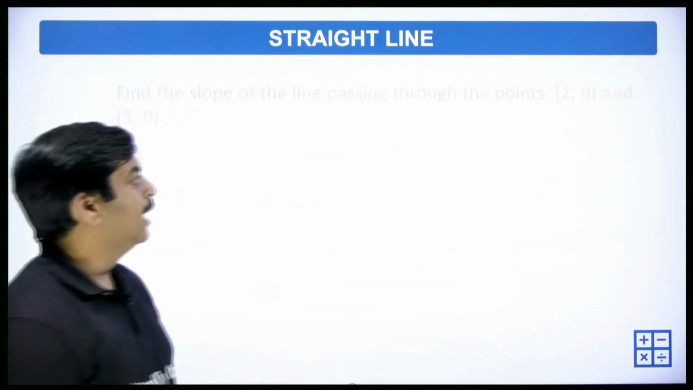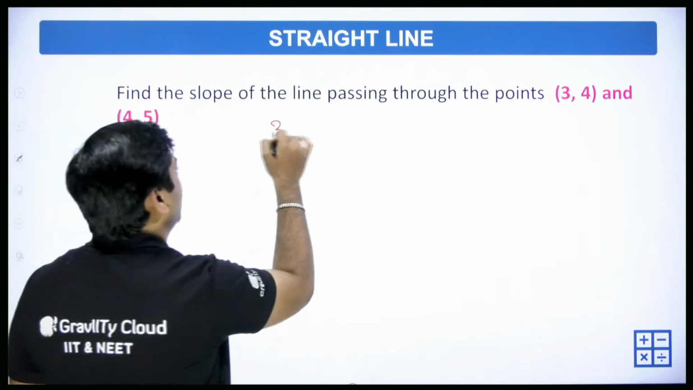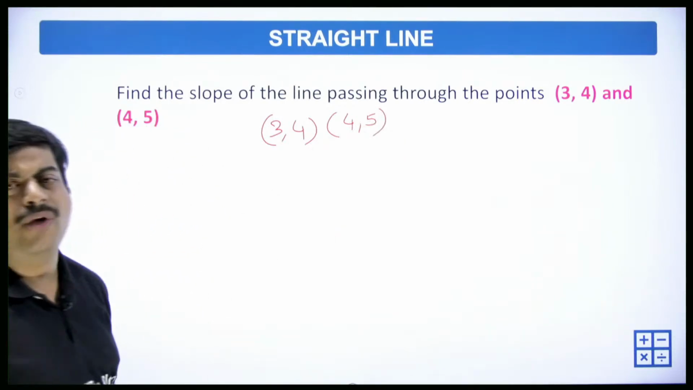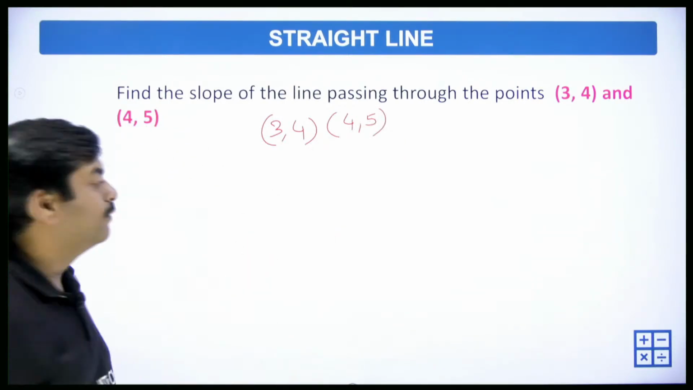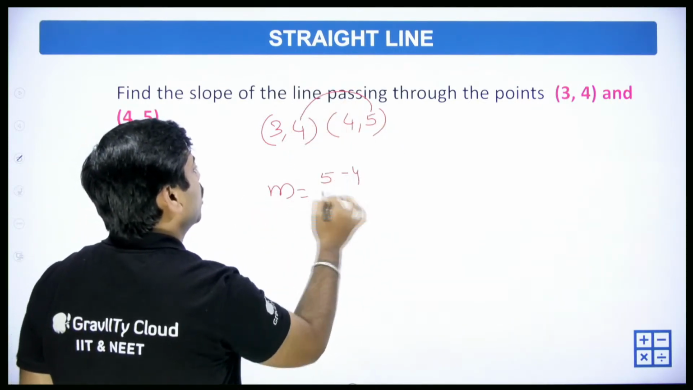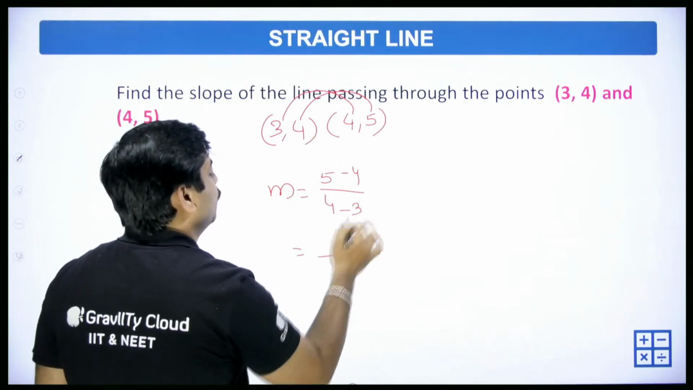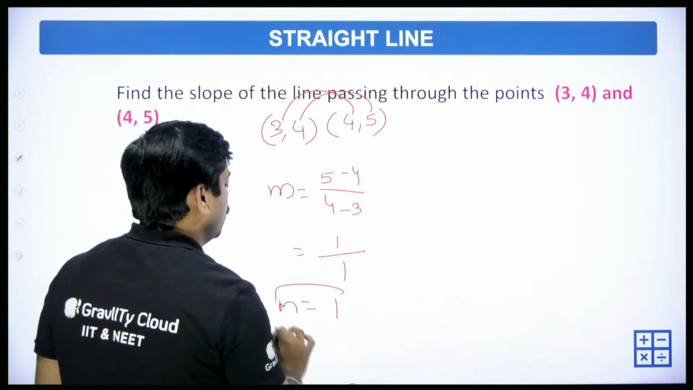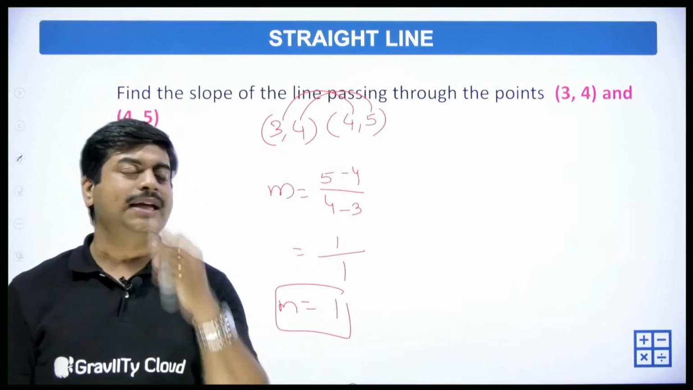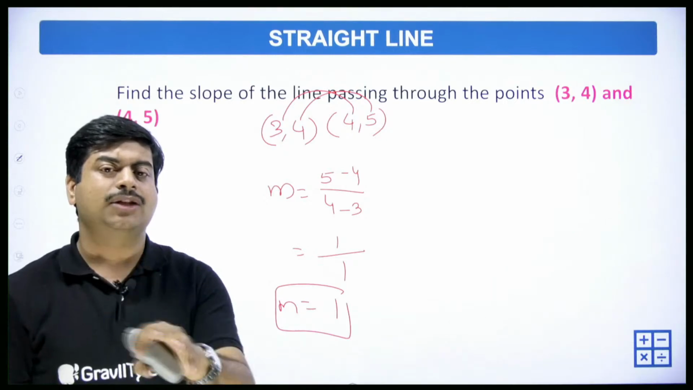Moving ahead, find the slope of the line joining the points (3, 4) and (4, 5). Quickly, m = (y2 − y1)/(x2 − x1). I am not even writing the formula. m = (5 − 4)/(4 − 3). 5 minus 4 is 1 by 4 minus 3 is 1. So the slope is 1. Very simple, very straightforward. In just 10-20 seconds you can directly tell the answer.